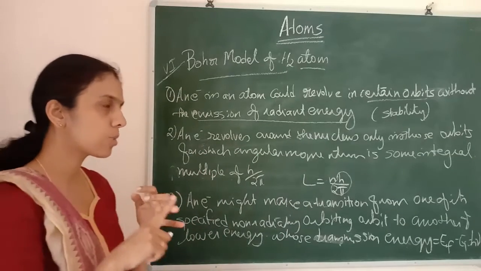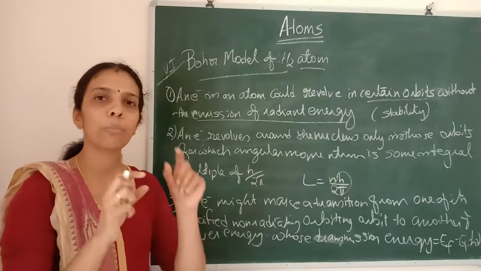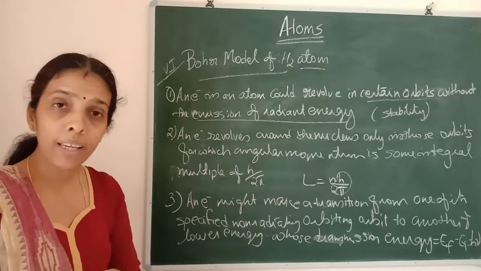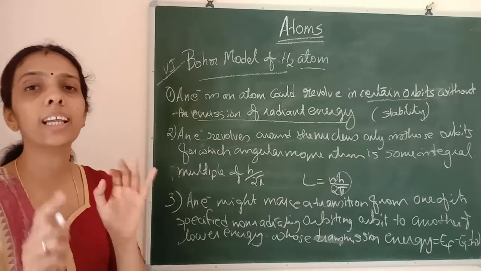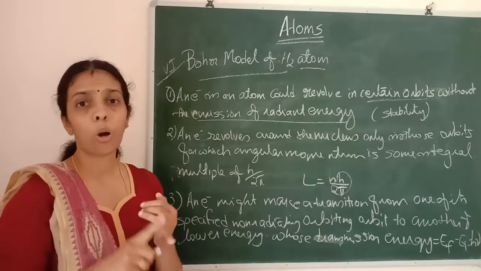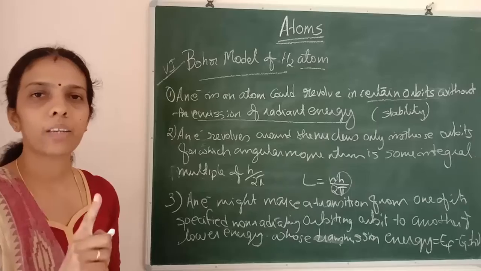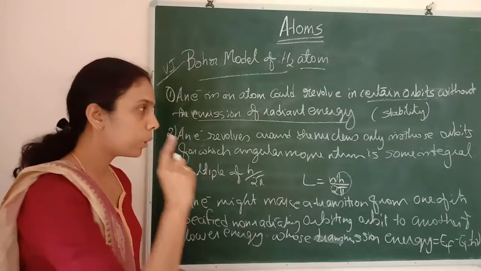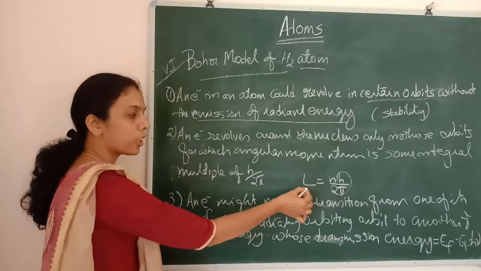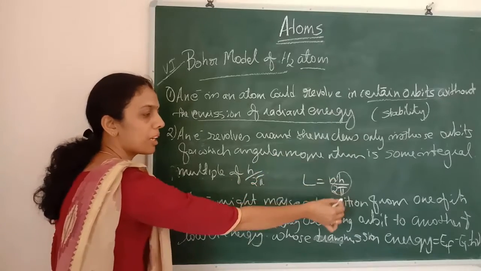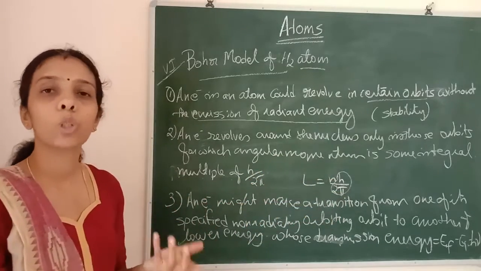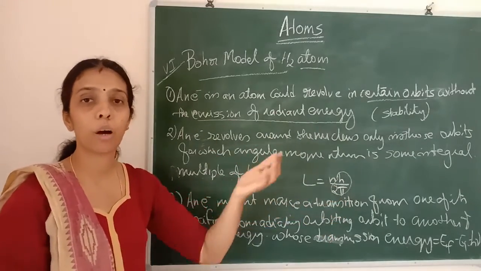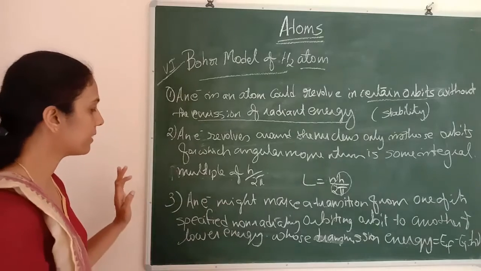So what was his first postulate? The electron revolves around the nucleus in orbit without emitting any radiant energy. Second, the electron revolves only in orbits which have angular momentum an integral multiple of h by 2 pi. What is h? Planck's constant. That is what we discussed already, about Planck's constant.